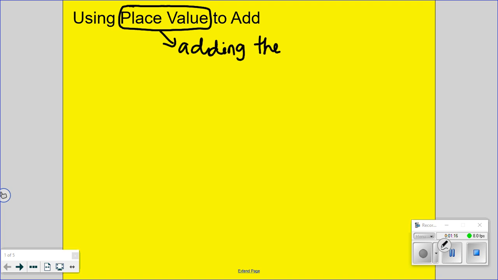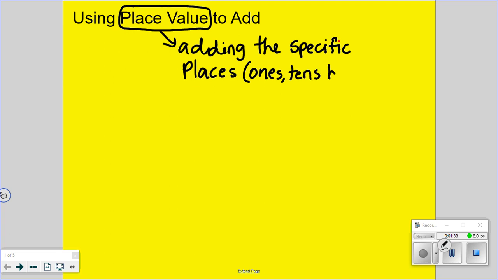Adding the specific places. And when I say places, I mean ones, tens, hundreds, or places could keep going. We're in third grade only going to really talk about the ones, tens, and hundreds. But after the ones, tens, and hundreds comes the thousands, the 10,000s, the 100,000s, millions, 10 millions, 100 millions, the billions. Places continue beyond that. Just in third grade, we're going to focus on ones, tens, and hundreds. So far, so good?